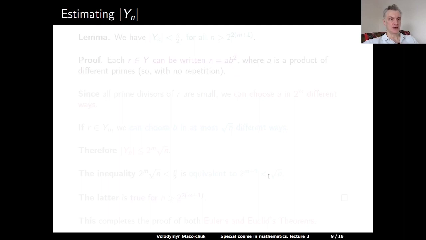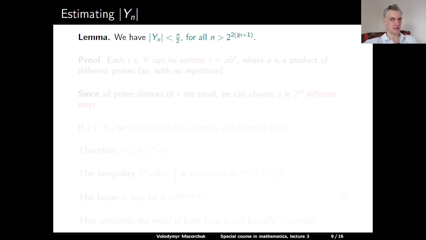Now let us estimate the cardinality of Y_n. Lemma: we have that the cardinality of Y_n is smaller than n divided by 2 for all n which are greater than 2 to the power 2 times m plus 1.